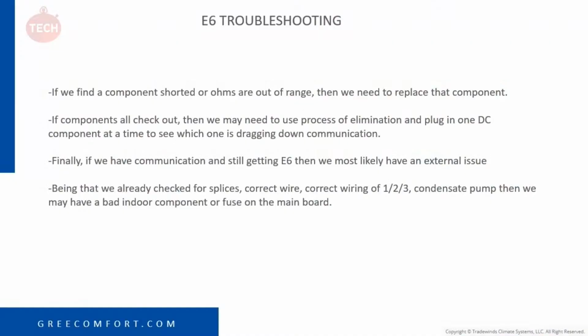Most of the time, you're not going to have to go through this, because checking these ohms is going to figure out which one it is. But sometimes it's something internal that doesn't show up when we're trying to read ohms on those. Finally, if we still have communication getting E6, we most likely have an external issue.